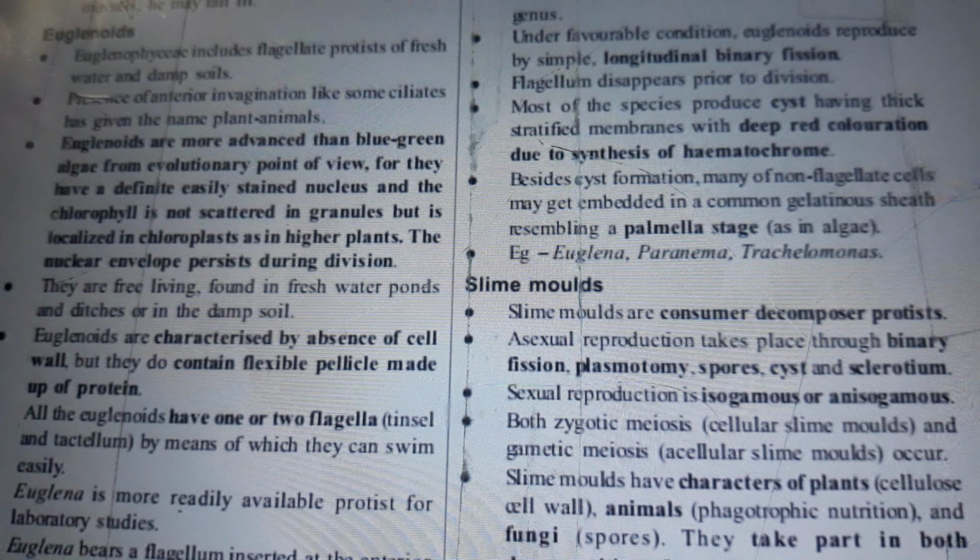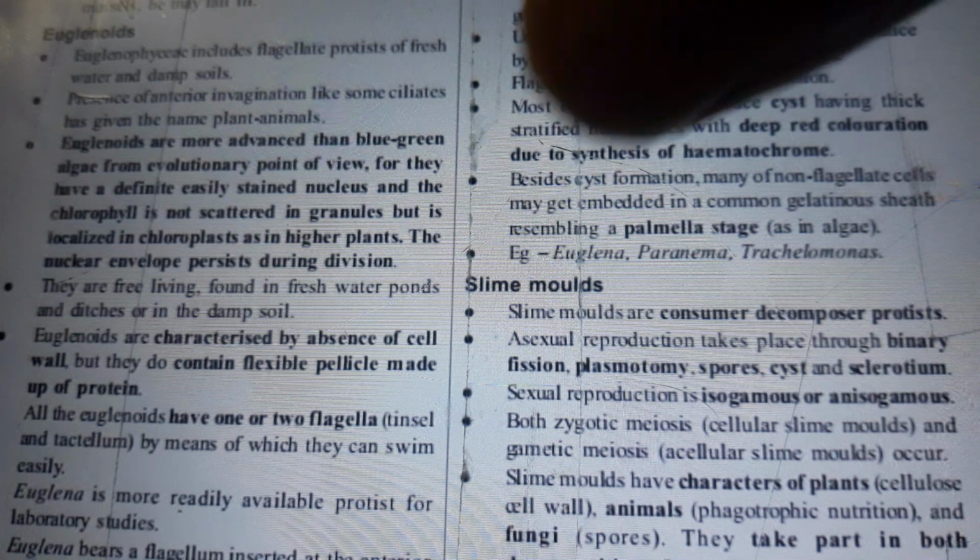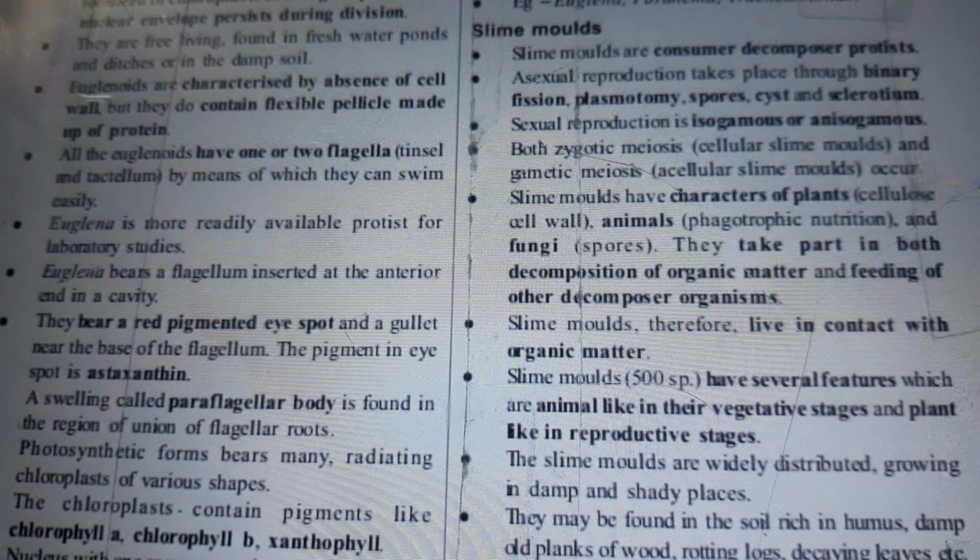Presence of anterior invaginations like some ciliates has given the name plant-animals. Euglenoids are more advanced than blue-green algae from evolutionary point of view, as they have a definite, easily stained nucleus, and the chlorophyll is not scattered in granules, but is localized in chloroplasts as in higher plants. The nuclear envelope persists during division. They are free-living, found in freshwater ponds and ditches or in the damp soil.